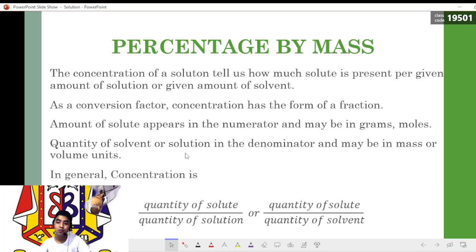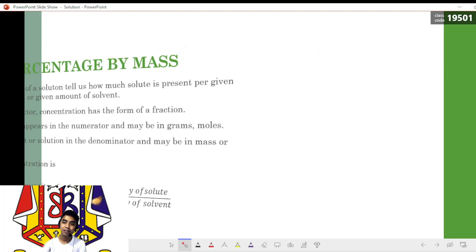So meaning we have this kind of equation: quantity of solute over quantity of solution, or quantity of solute over quantity of solvent.